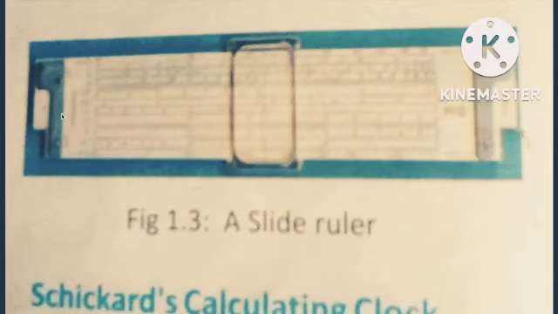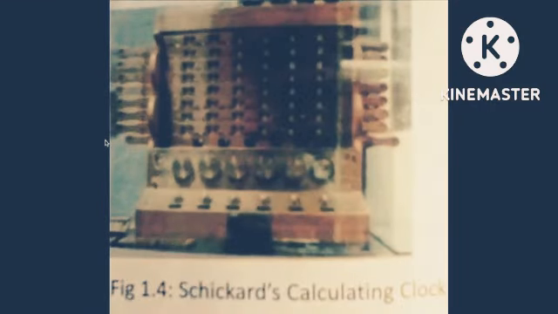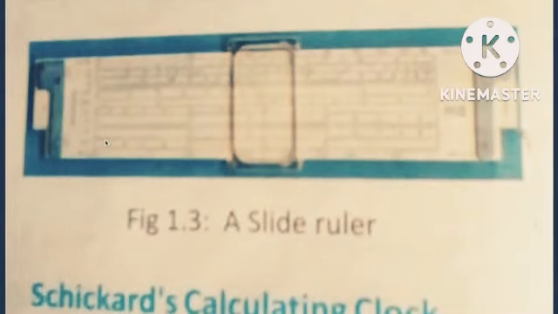The Schickard calculating clock is not very common because William Schickard died in the bubonic plague, but it was very useful. And apart from this, we also have the slide rule. The slide rule was built in England in 1632.